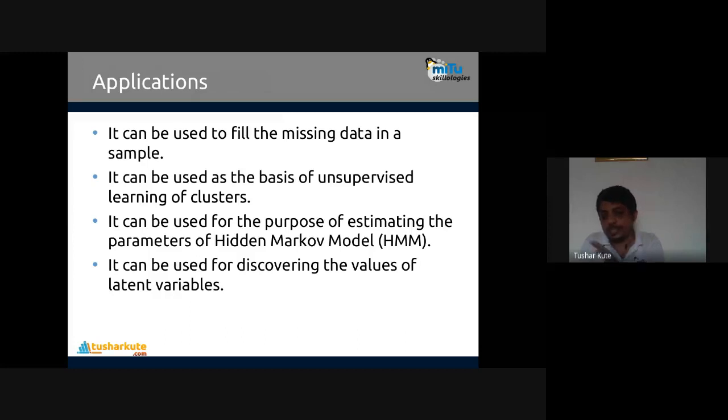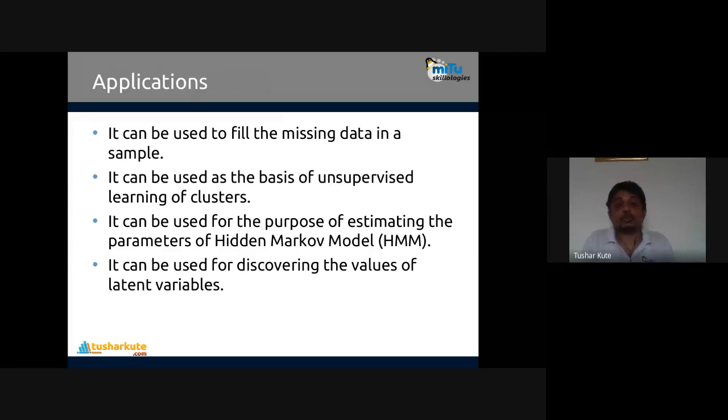EM is used to find the hidden variables. Yes, it's also the basis of unsupervised learning of clusters. The K-means clustering algorithm is completely based on the core idea of the expectation maximization concept. With the help of it, it's possible to predict the groups within the data. That is fine. It is called the clustering technique of unsupervised learning.